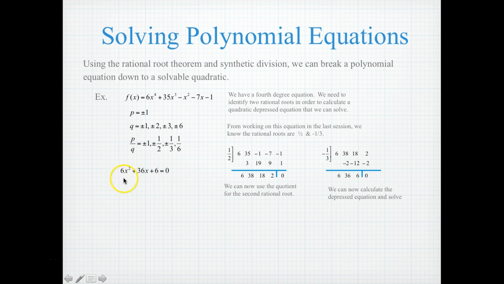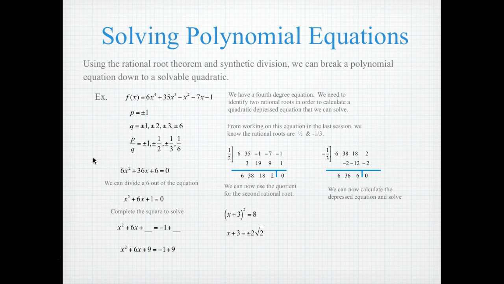So bring that over here, and we get 6x to the second plus 36x plus 6 equal to 0. We can divide out a 6 from the equation, so we're going to do that and get x squared plus 6x plus 1 equal to 0. This is a good candidate to complete the square, so I subtract 1 from both sides, and I need to add 9 to both sides in order to complete the square. Doing so gives me the quantity x plus 3 to the second power equal to 8, and when I take the square root of both sides and solve for x, I get x equals -3 plus or minus 2 root 2.